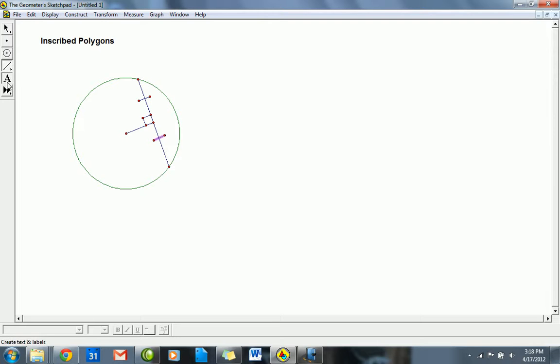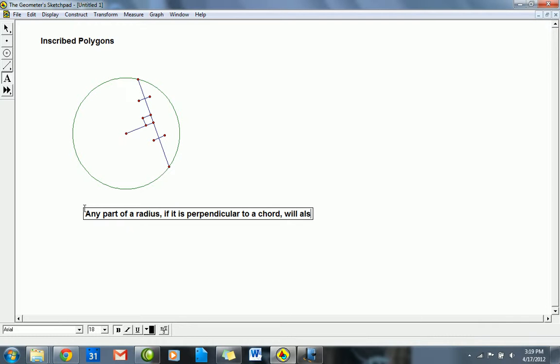So to put that in words, I would say part of a radius, any part of a radius, if it is perpendicular to a chord, will also bisect that chord. Remember what bisect means? Cuts it in half. Okay, and it works both ways.